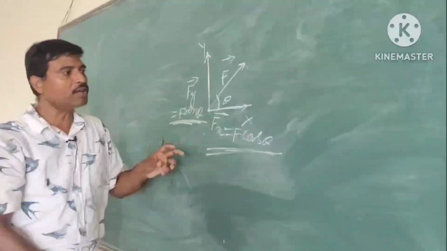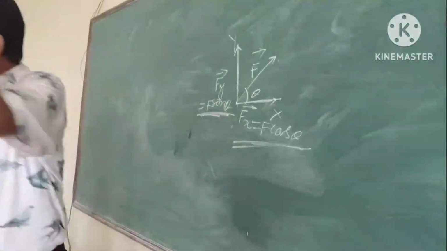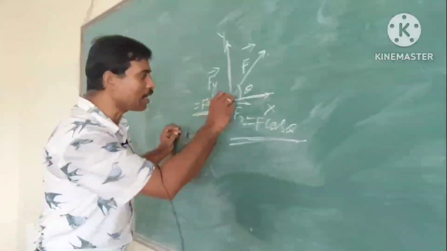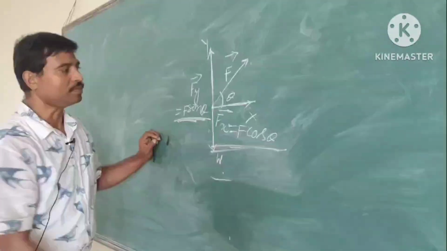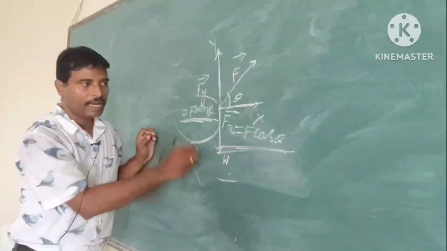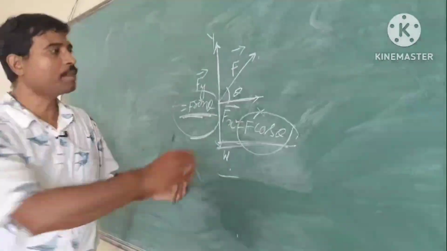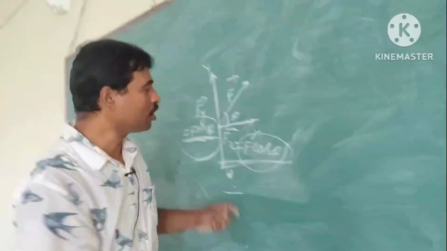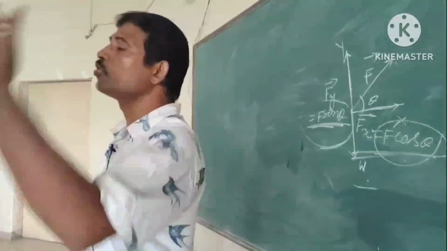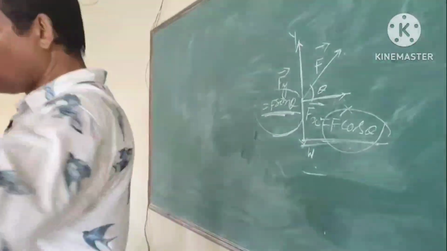Now, while you walk, you press the ground, and at the same time the earth also exerts an equal and opposite force on the feet. So here there is W, the weight. W is balanced by f sin theta, and f cos theta helps in moving forward. So here the horizontal component f cos theta helps the person to move forward. It is the case of a man walking on the ground.